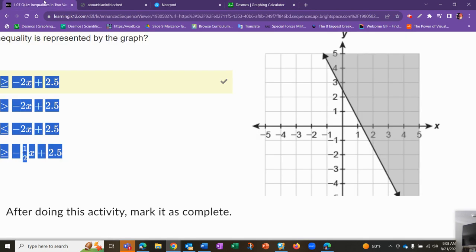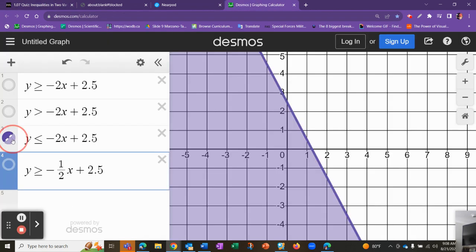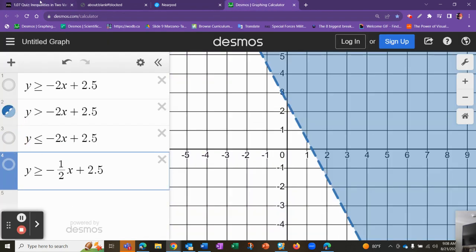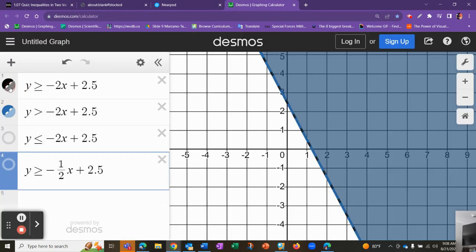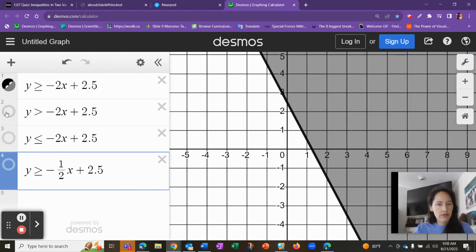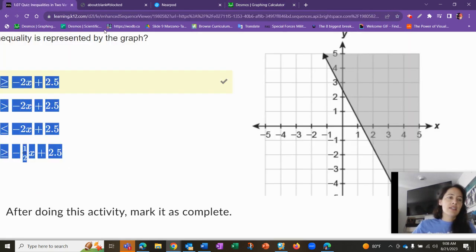Oh, our graph is not shaded that way. We know it's not that one. Ooh. But it's not a dotted line, so we know it's not that one. Aha. So there we go. The only difference was one is dotted, one is solid. So that's a way to use technology to help you solve these problems.